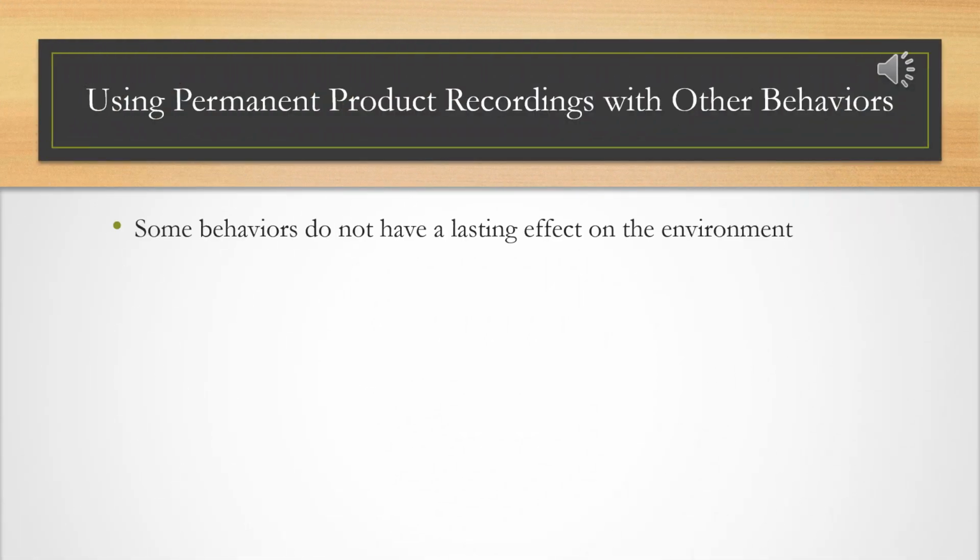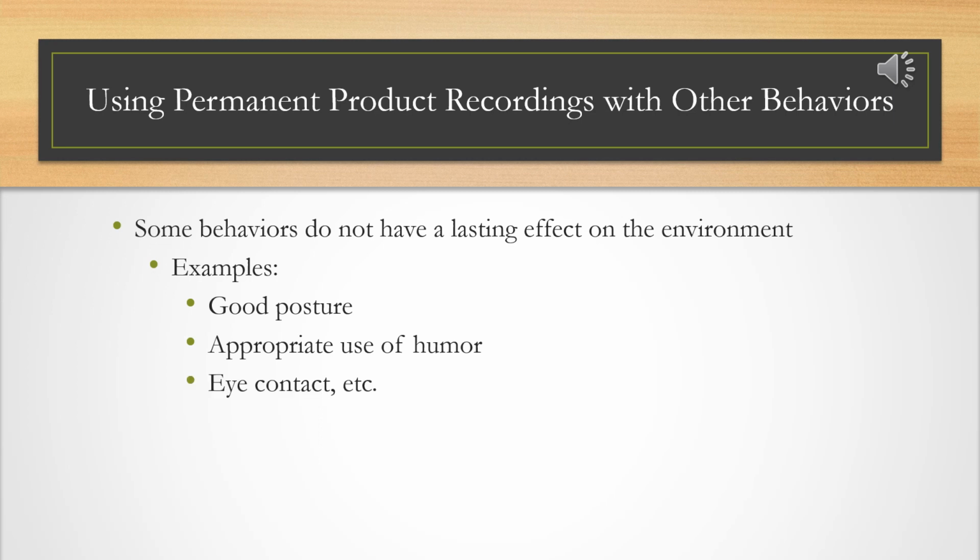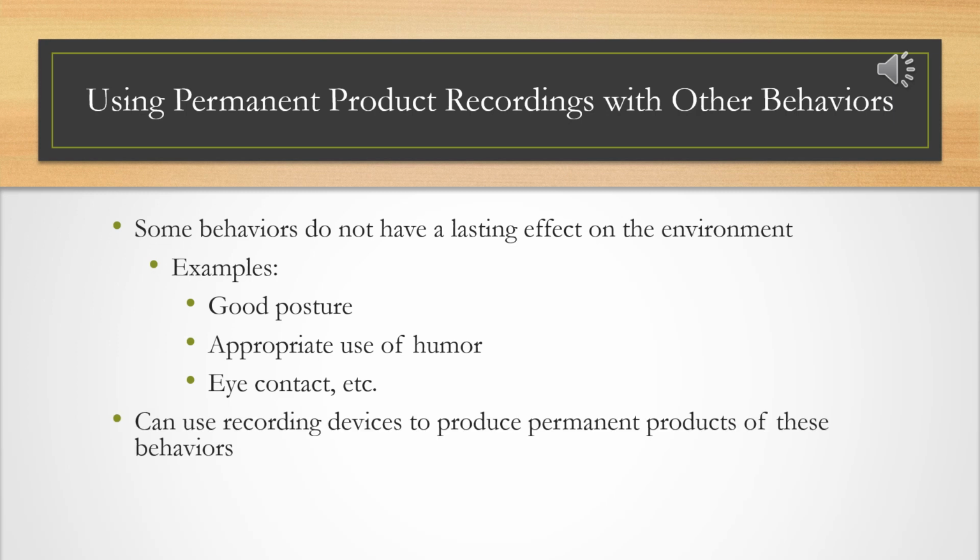Some behaviors do not have a lasting effect on the environment. This means that they do not produce an outcome such as a completed homework assignment or a hole in the wall. Examples of these behaviors include good posture, such as having a straight back while sitting and avoiding slouching, appropriate use of humor, and eye contact. If you are interested in using permanent product recording for the above behaviors, you could utilize recording devices to capture these behaviors as they occur. This could include video recording the client or obtaining audio recordings of conversations.